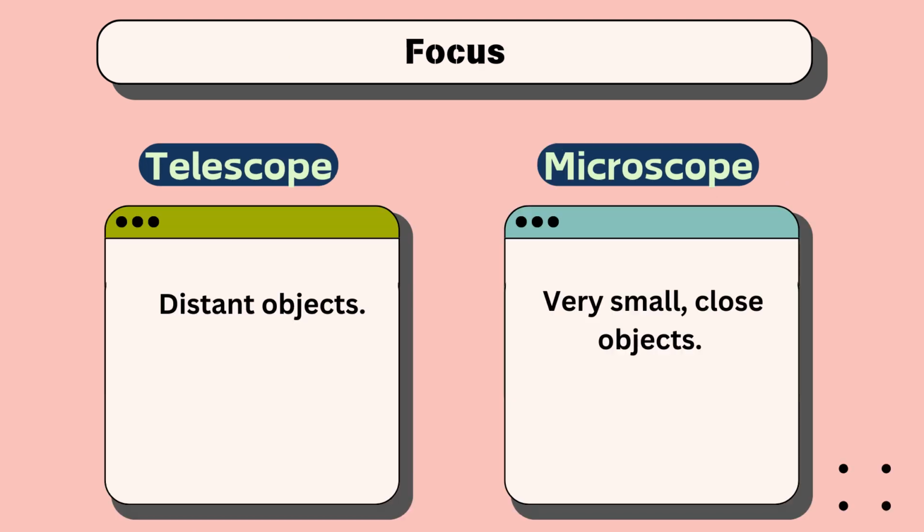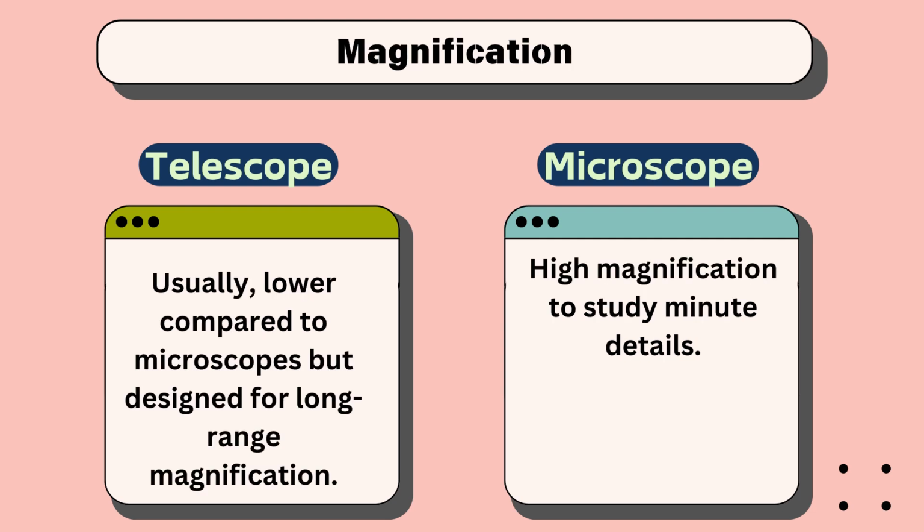Now we are talking about some differences between telescope and microscope in a brief summary. Let's talk about focus. Telescope is for viewing distant objects, and the microscope is for very small and close objects. If we're talking about magnification, telescope is usually lower compared to microscope but designed for long range magnification. In microscope, high magnification to study minute details.